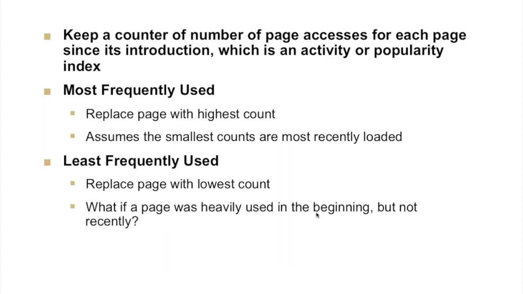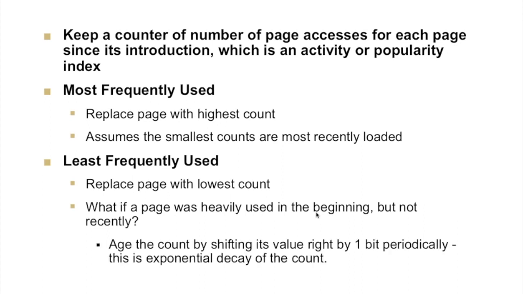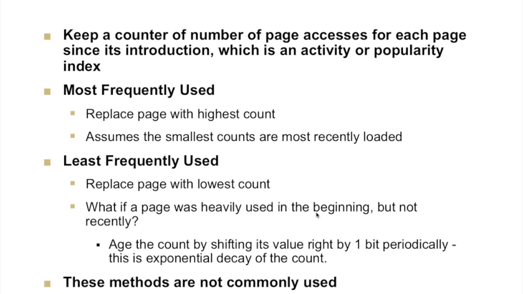So what if a page was heavily used in the beginning but not recently? For either one of these, we need a way to maybe age the counts, which is kind of what we were doing with the reference bits. We were aging that information. Eventually, the history would be rotated off. But we could, in the count ones, be able to do this. But these methods aren't used very commonly, and their performance is not as good as some of the other ones.